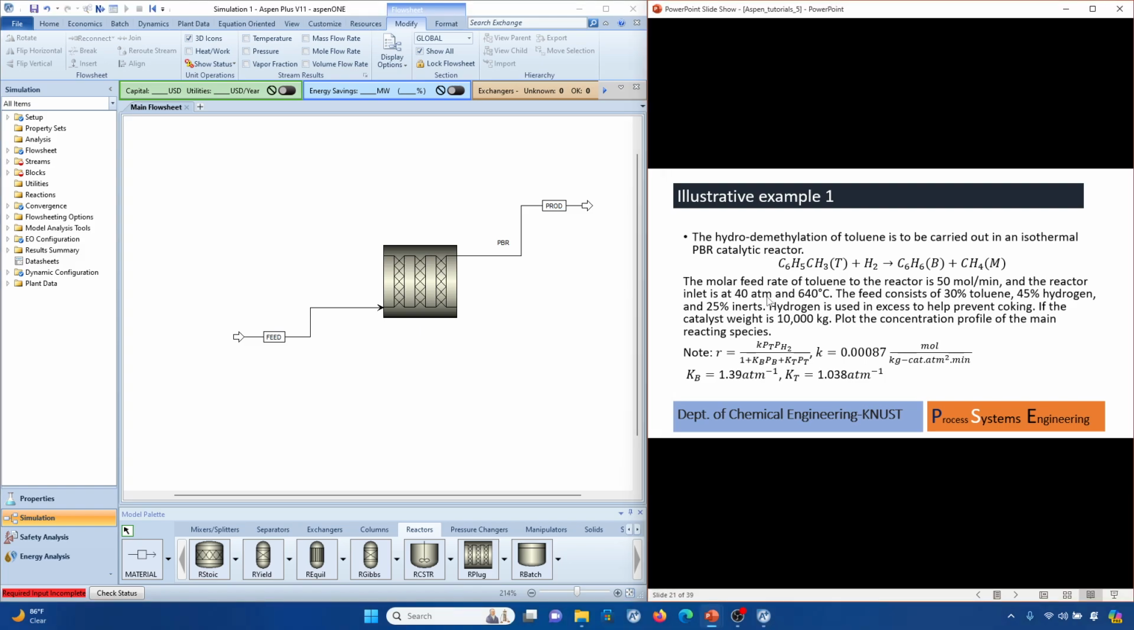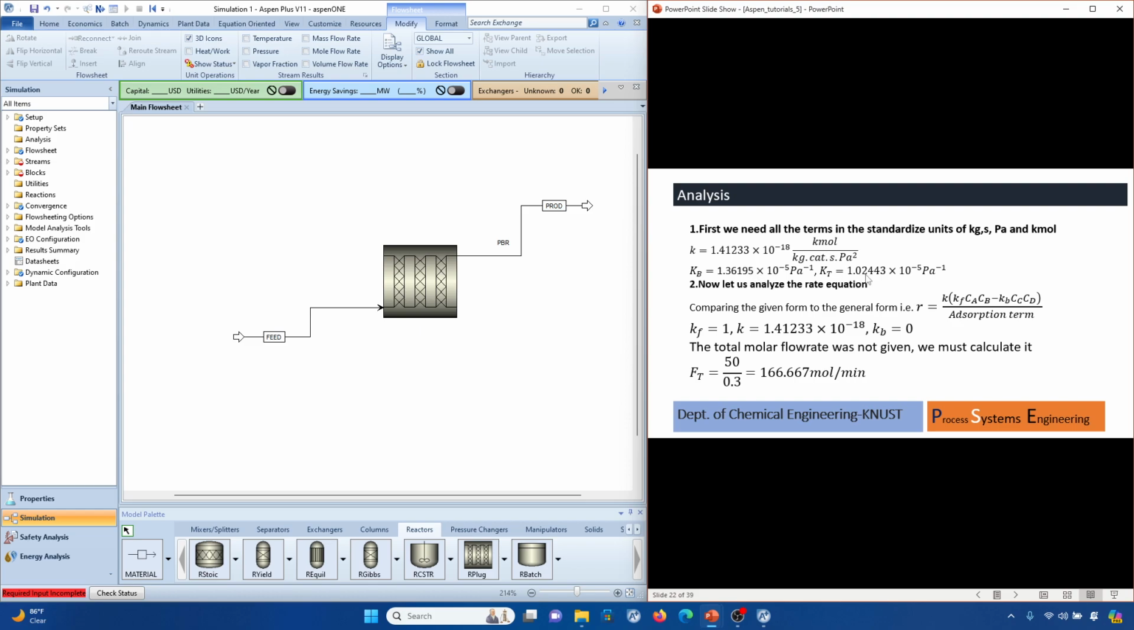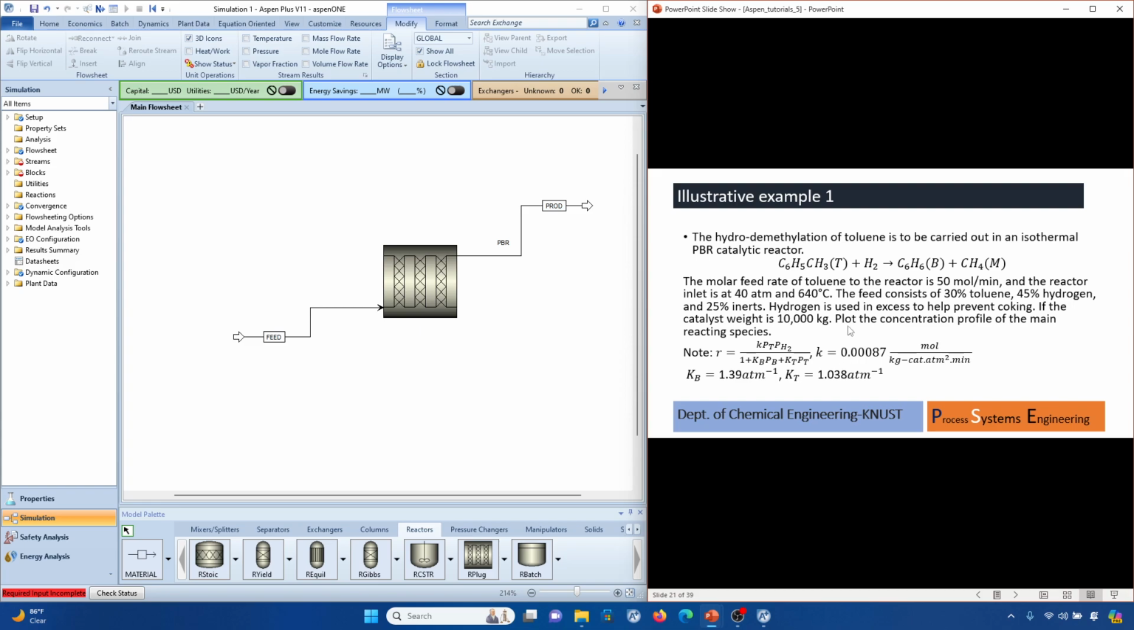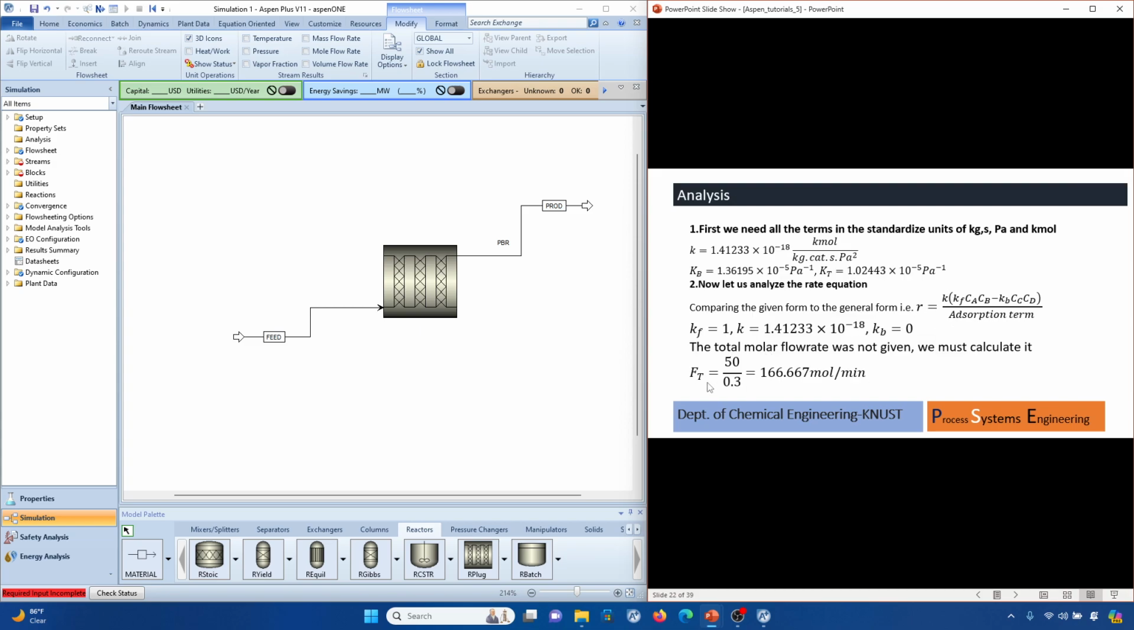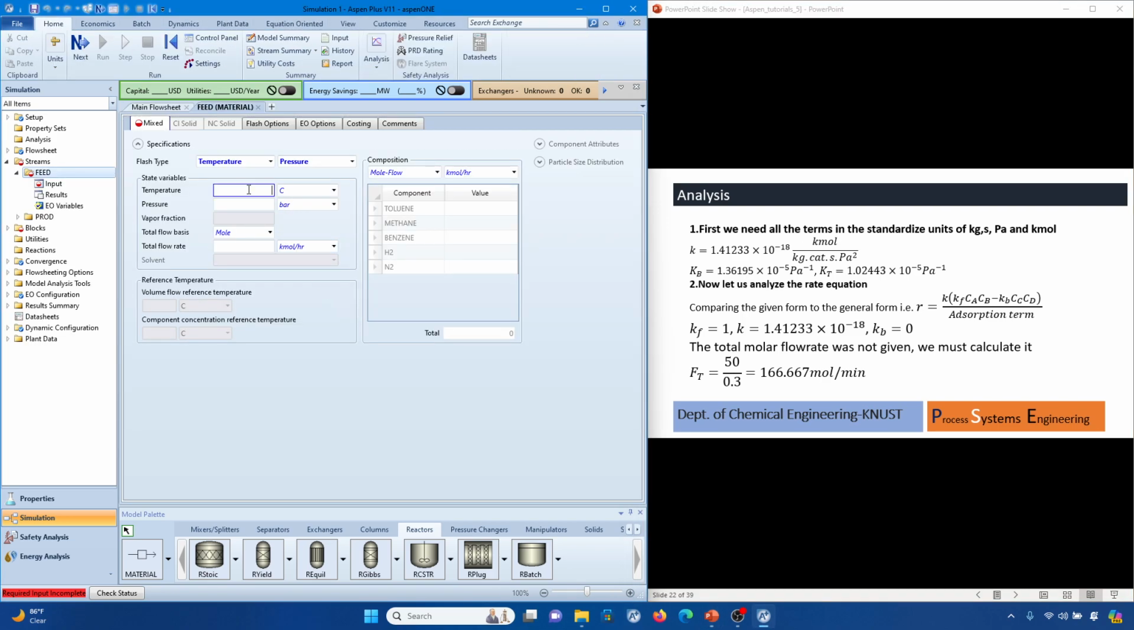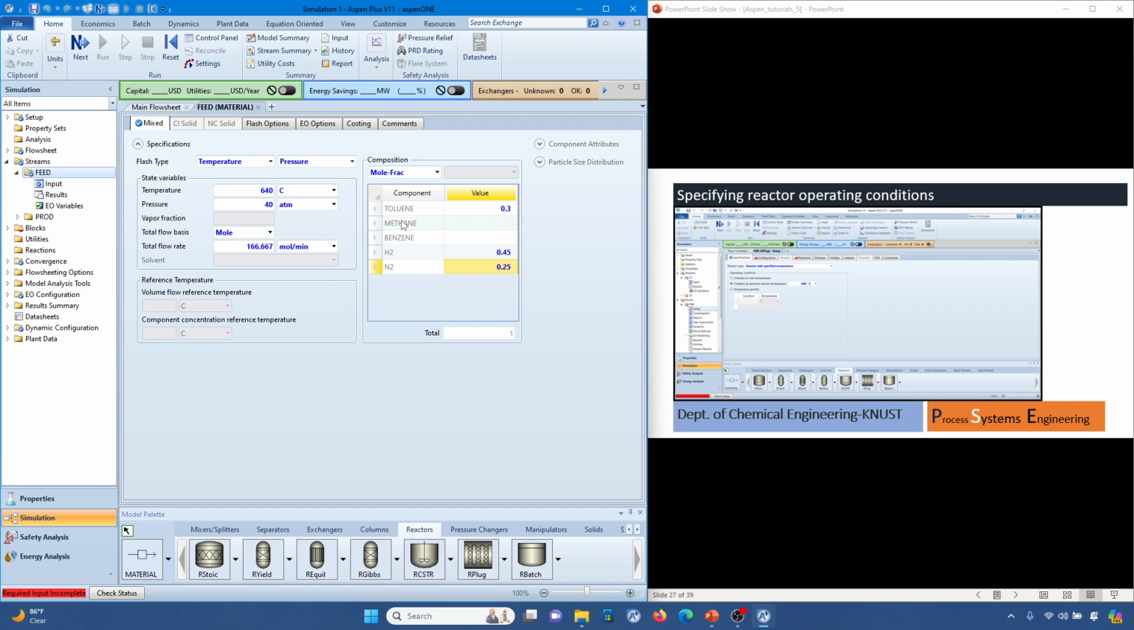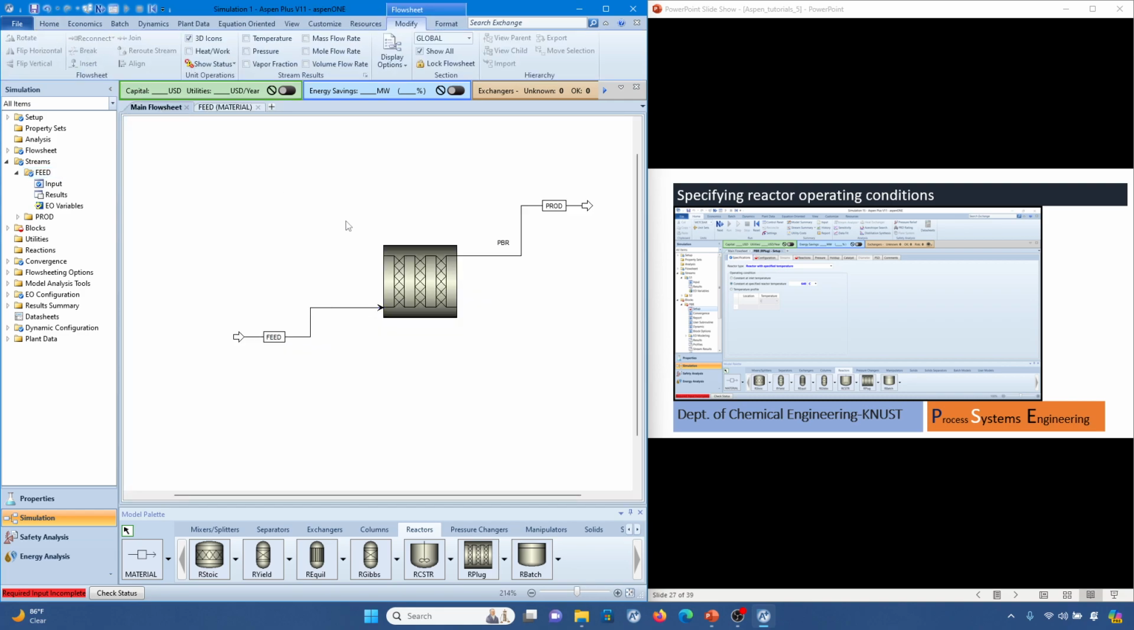When we come back to our problem, first the units are standardized. Then we would look at this a bit later. But then the flow rate: we were given the flow of toluene and its percentage. Based on that, we're able to calculate the total flow rate for the fraction. So we can specify the material stream as such, and that's for the material stream.